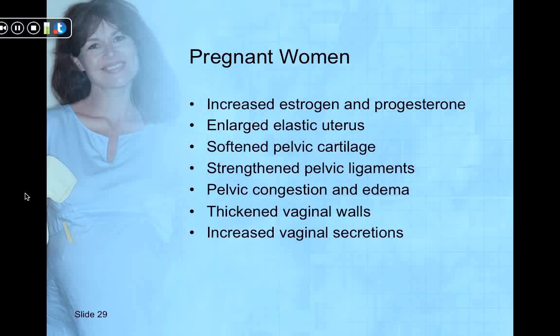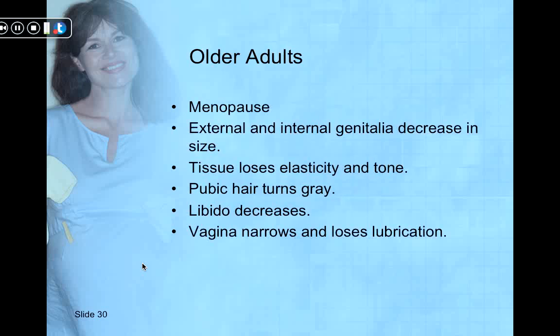There's increased vaginal secretions in response to these hormones, and so their cervix will appear more bluish in color, and their pelvic cartilage is softer. They do have strengthening of their pelvic ligaments in preparation for all the action that's going to occur throughout the pregnancy and delivery of the baby.